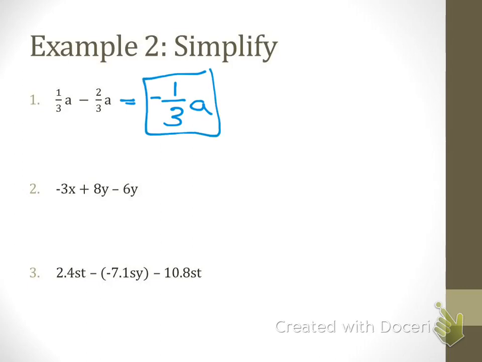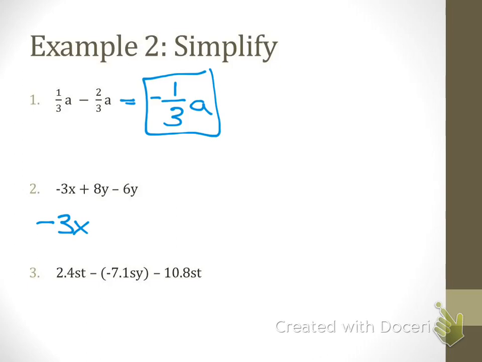Okay, we've got to pay attention to those signs. Now in number 2, we have negative 3x plus 8y minus 6y. So what terms can we combine here? 8 and 6. 8 minus 6 is? So it would be negative 3x plus or minus 2y? Plus, because 8 is positive and it's bigger. So 8 minus 6 is just 2.